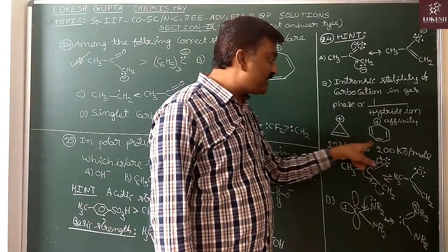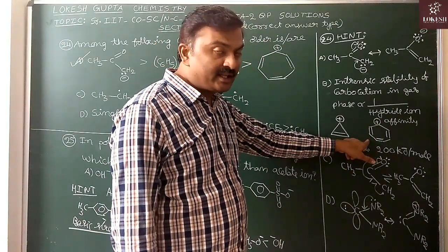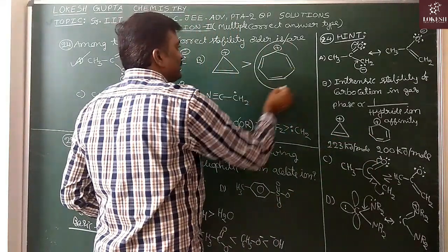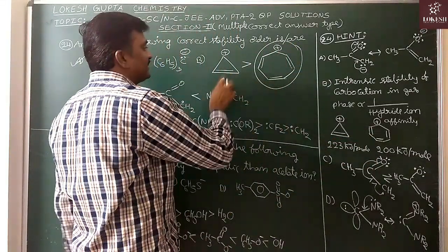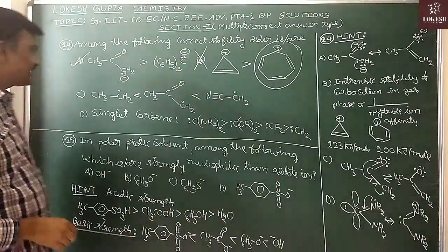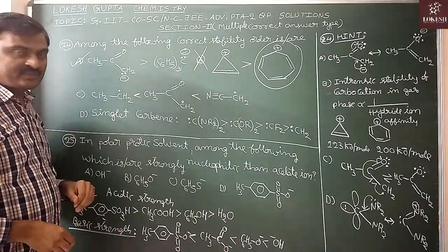For this tropylium ion, it is 200 kilojoules per mole. For this, the hydride ion affinity value is less. So this is more stable than this one. So it is an incorrect statement. Option B is an incorrect statement. Now come to the free radicals.